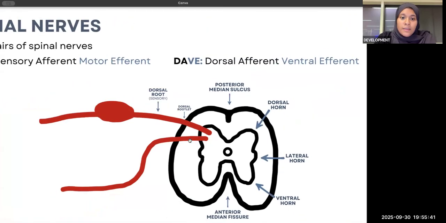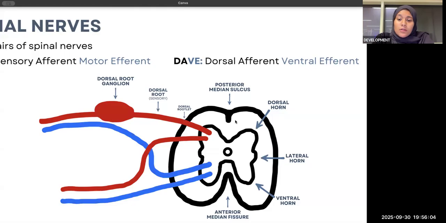And here is your dorsal root, which only contains sensory nerves. Your dorsal root only contains sensory nerves, okay? Then you have your dorsal root ganglion. A ganglion is basically a swelling in the root, and this is where you find the cell bodies of your sensory nerves. I hope that made sense.